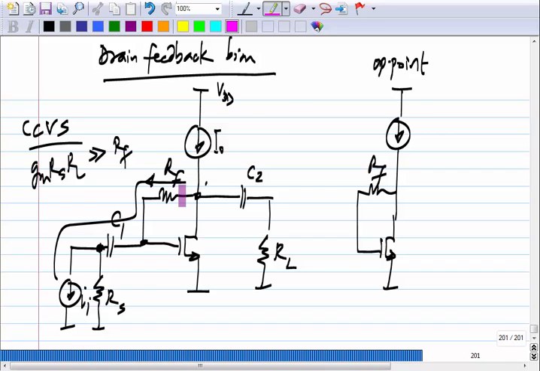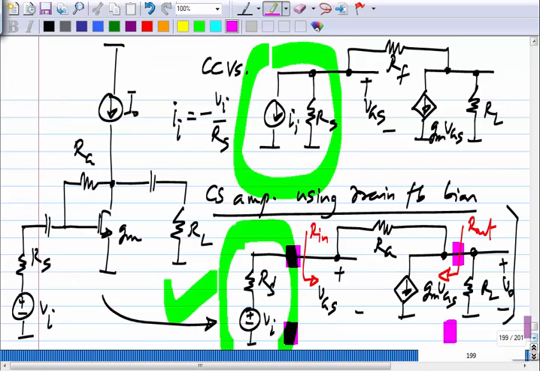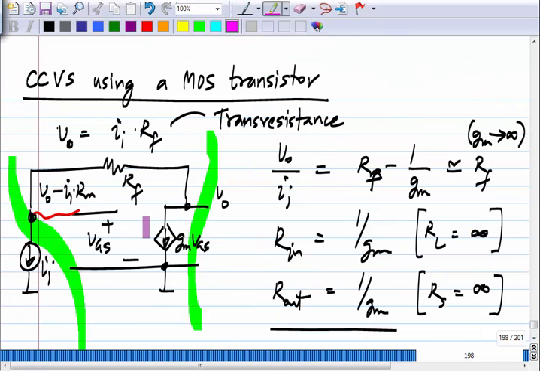Yeah. So, essentially, first of all, if GM was infinity, this is a virtual short, right? So, you can start from there. If it is a virtual short, this voltage difference is 0 and you connect RS across it, no current flows. All of it still flows through RF. So, again, I want to emphasize that the 0 input resistance is obtained because of feedback, not because of some small resistor that is stuck in there. Okay.